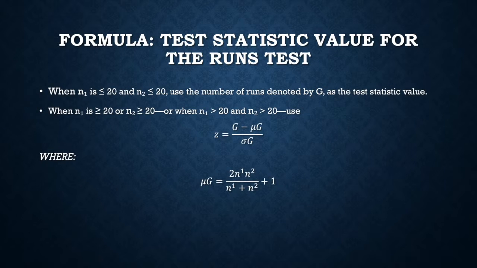The formula for the test value for the runs test is as follows. When N1 is less than or equal to 20 and N2 is less than or equal to 20, we want to use the number of runs, denoted by G, as the test value. However, we want to use the formula when N1 is greater than 20, N2 is greater than 20, or when N1 and N2 are both greater than 20.